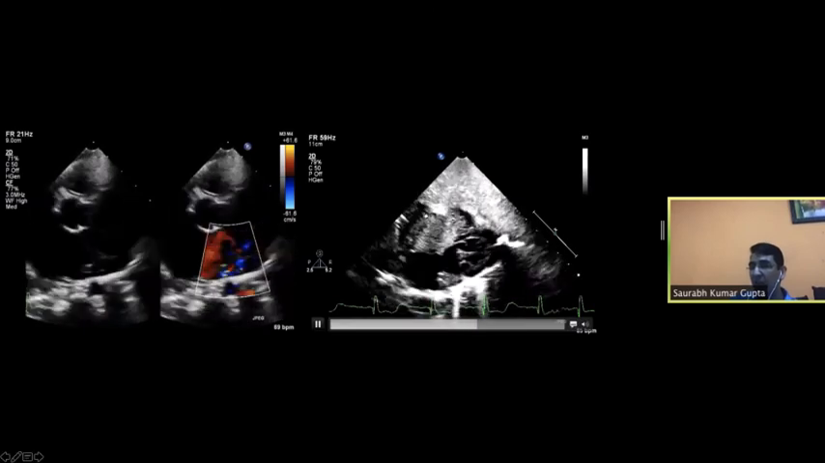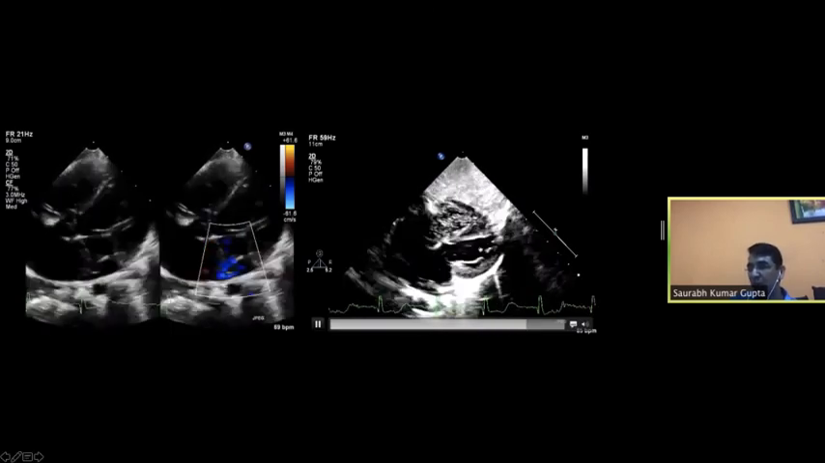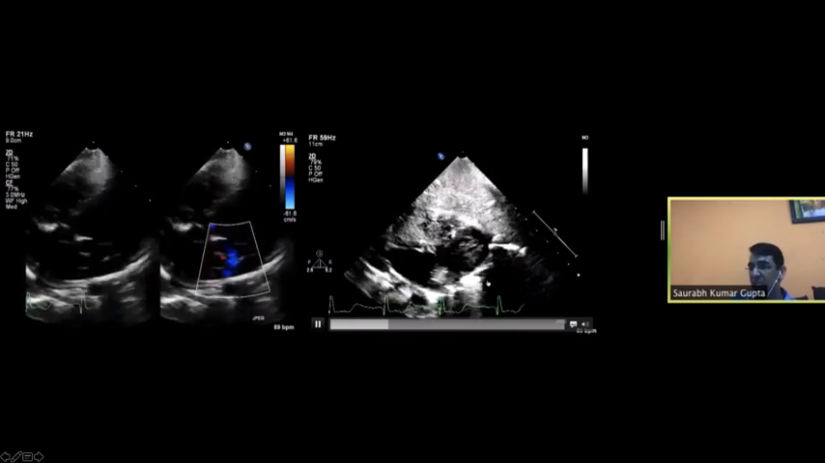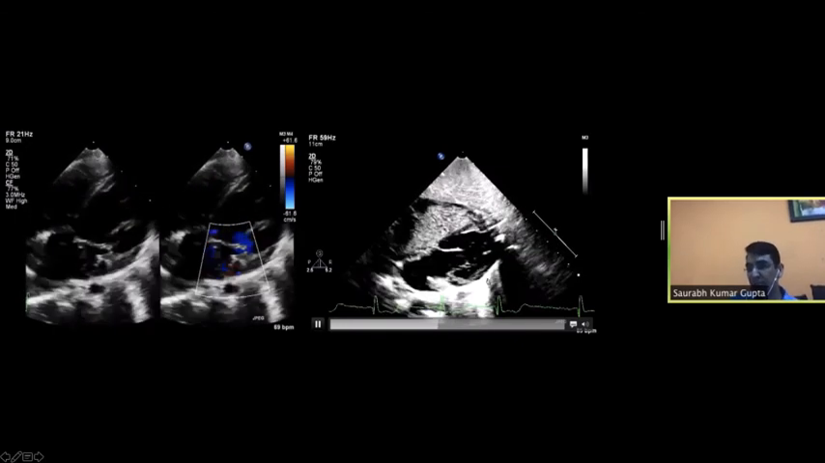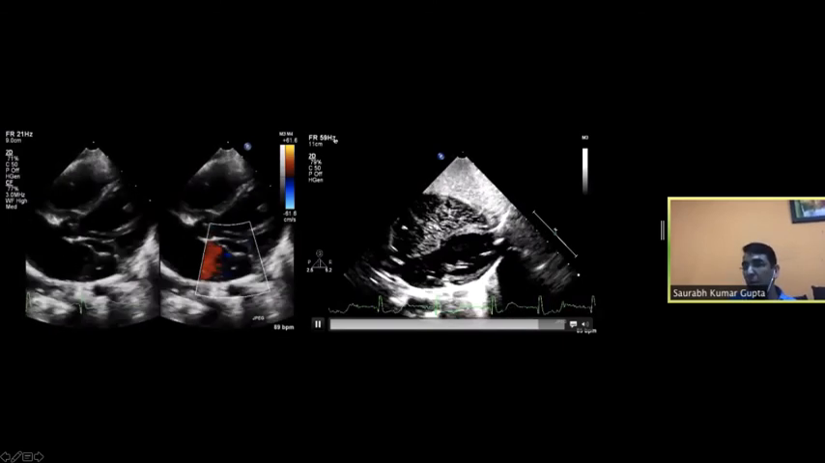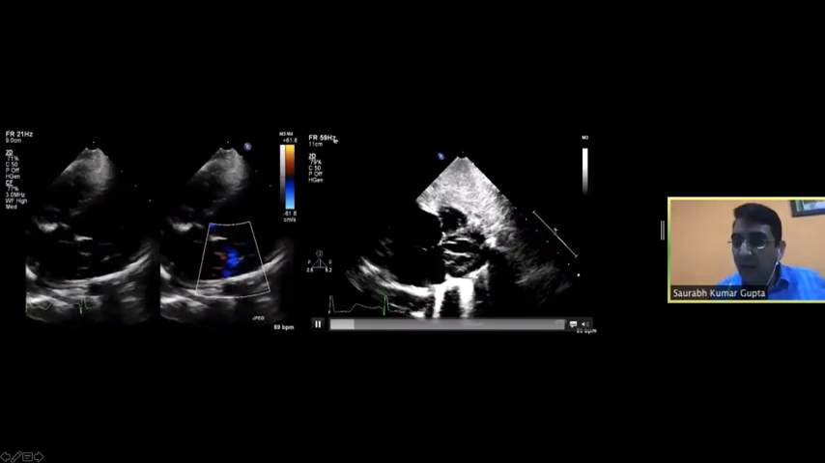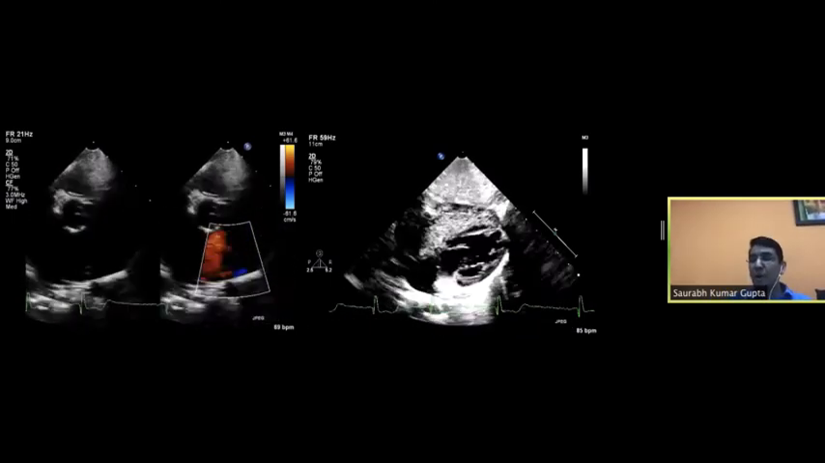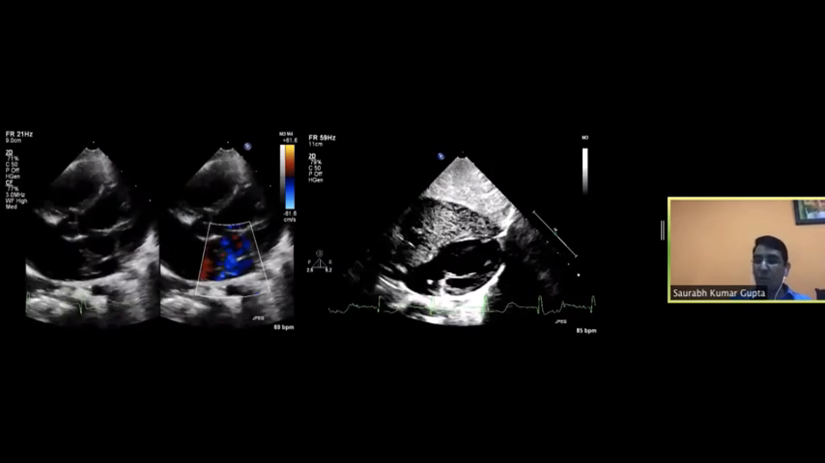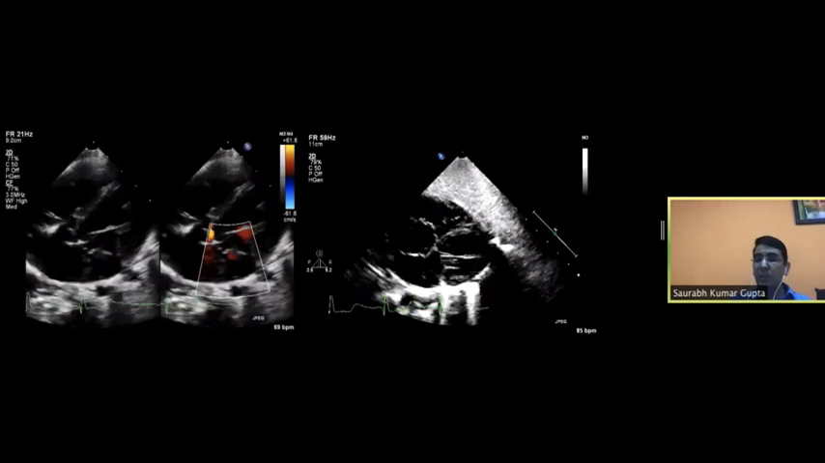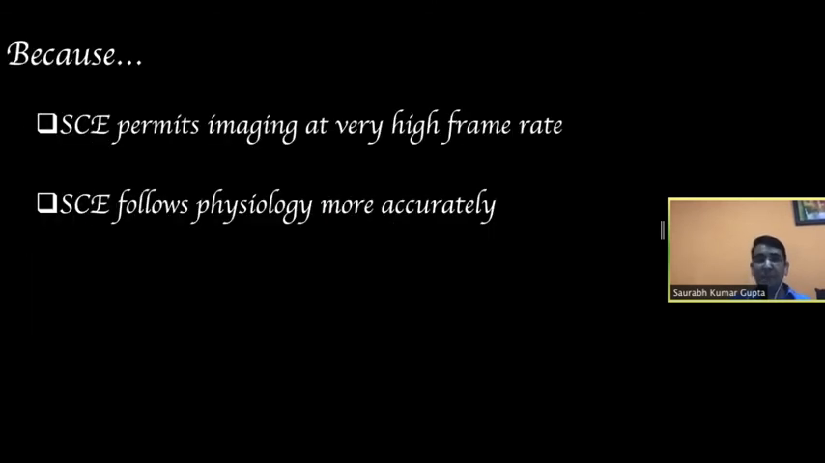And I'll admit to all of you that this is not a great saline contrast echocardiography. If you adjust your sector very well, if you adjust your depth very well, then you can go up to 150 to 180 hertz of frame rate, which is very high and which will make it very easy to understand the physiology or pharmacodynamics of this saline contrast within the heart. And it makes life easy when we are interpreting these images.